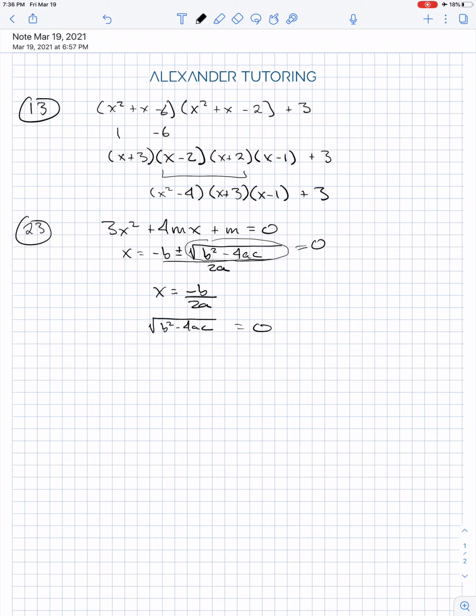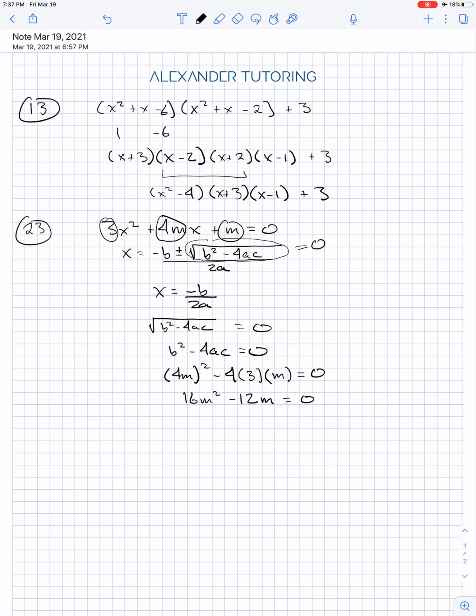And we don't really need the square root, because if what's inside the square root is 0, then the square root of 0 is 0. So we can just do this. And what's b? b is the middle term, right? So in this case, b is 4m, so we can plug that in. So we get 4m squared minus 4 times a, which is 3, times c, which is m, equals 0. Let's simplify this to get 16m squared minus 12m equals 0.